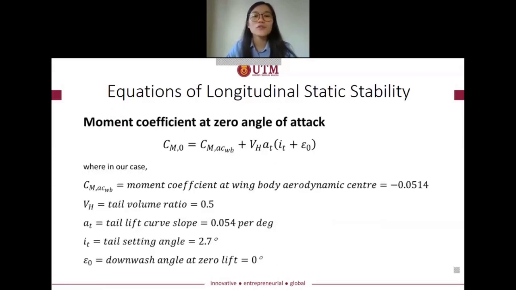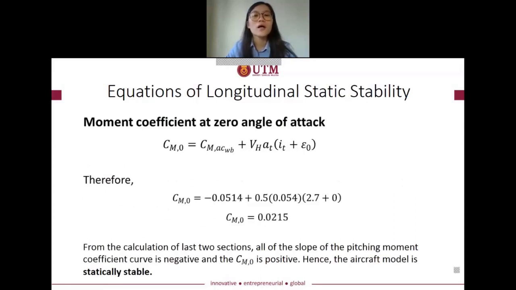Secondly, the equation of the moment coefficient at zero angle of attack is introduced. The same goes as for the slope of the moment coefficient curve. The equation includes the effect of wing, body, and tail. From the result of the calculation, a positive value is obtained. This means that the second criterion is fulfilled. From the calculation of the last two sections, all of the slopes of the pitching moment coefficient curve are negative, and the Cm0 is positive. Hence, the aircraft model is statically stable.